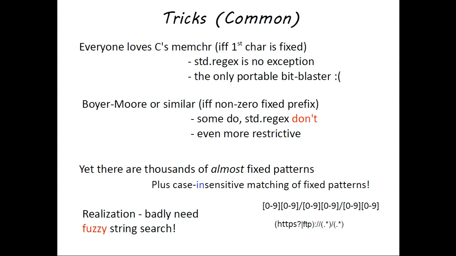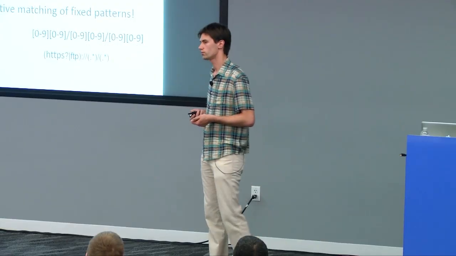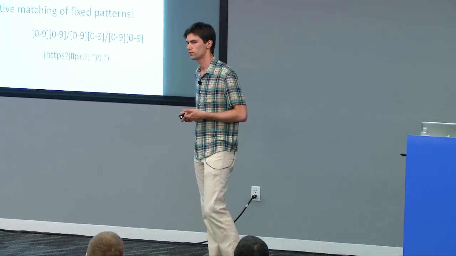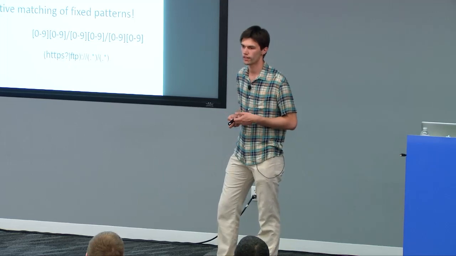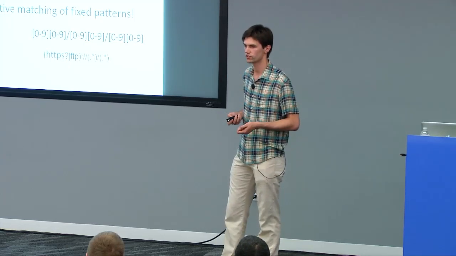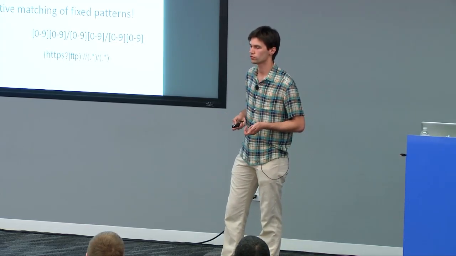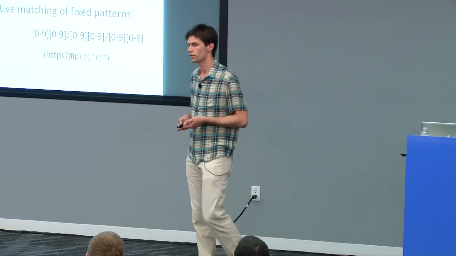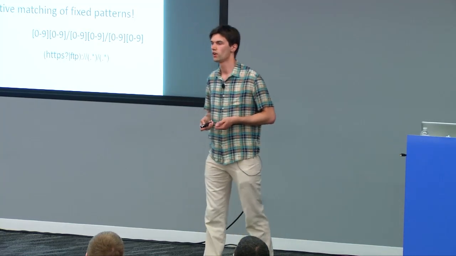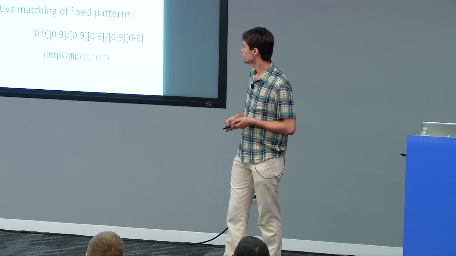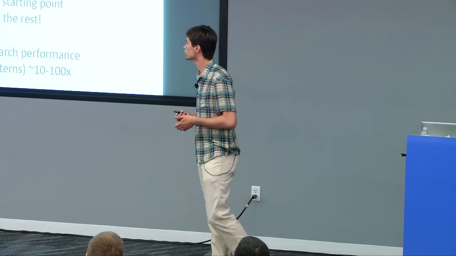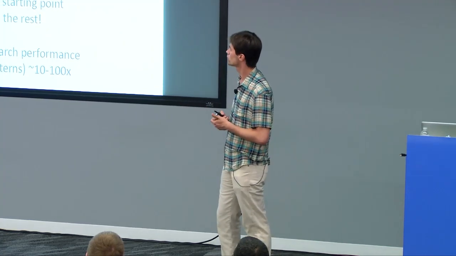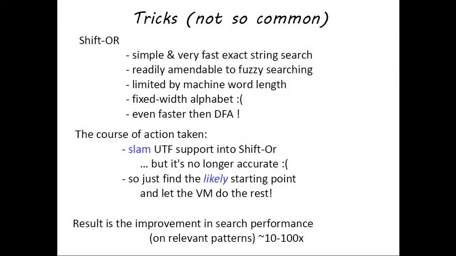And what I realized is that some patterns are somewhat fixed, especially if you consider case insensitive matching. It basically turns every fixed pattern into a semi-fixed pattern. So you look for character A and you look for capital A at the same time. So there goes your optimization for memchr at the front of the pattern. And this led me to believe that there must be some fuzzy searching tricks that may allow me to search faster.